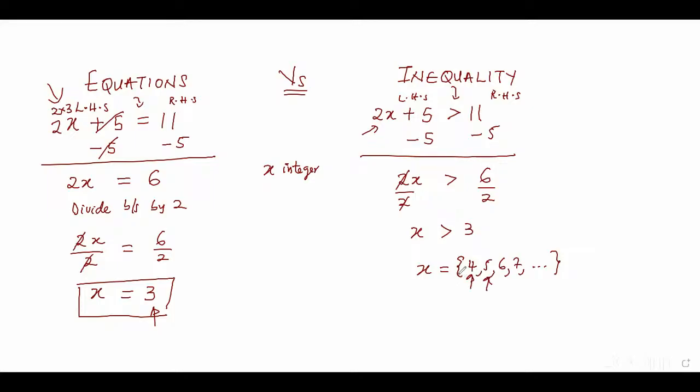Let's plug in 4. So if you plug in 4, you have 2 times 4 plus 5. Let us see if that will be greater than 11. 2 times 4 is 8. 8 plus 5 is 13. And you see 13 is bigger than 11, which is true. If you plug in 5 like that and like that, you see all of these values of x, I mean, all these ranges of value for x will satisfy this given inequality.